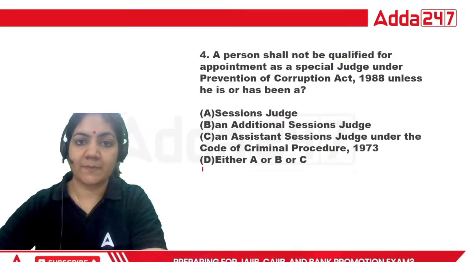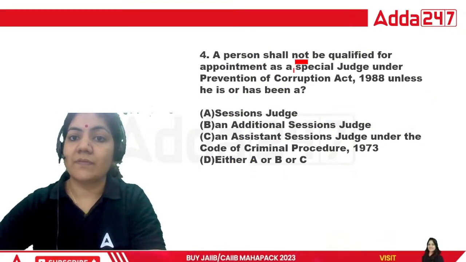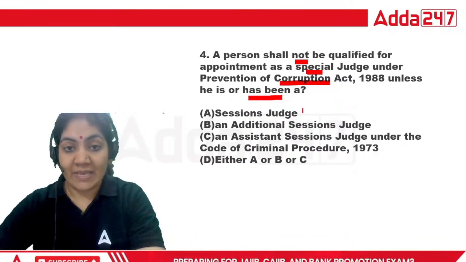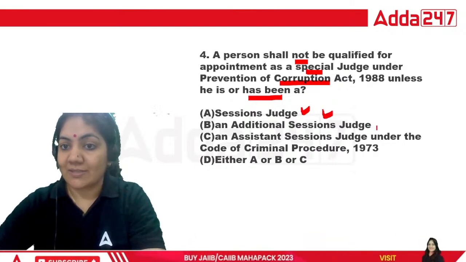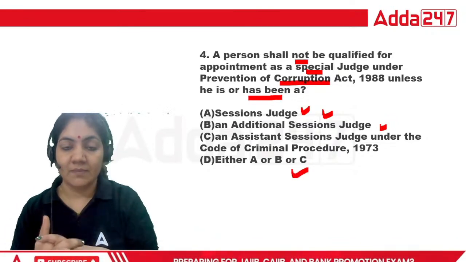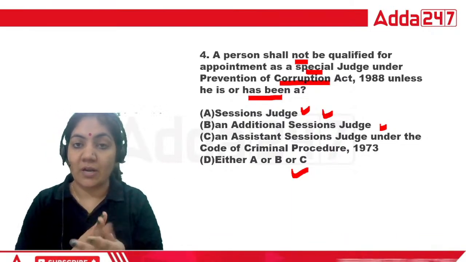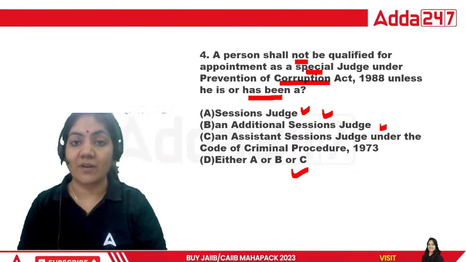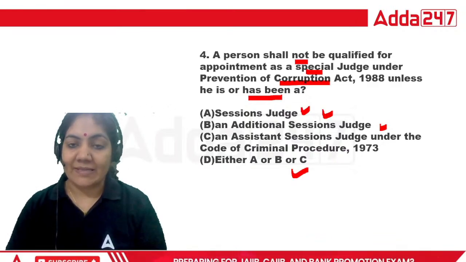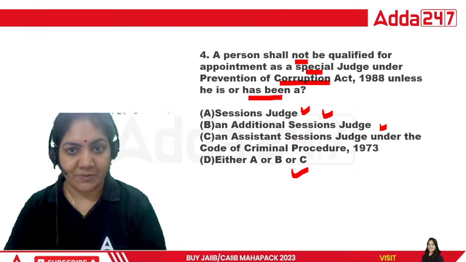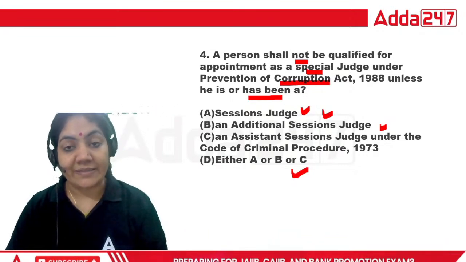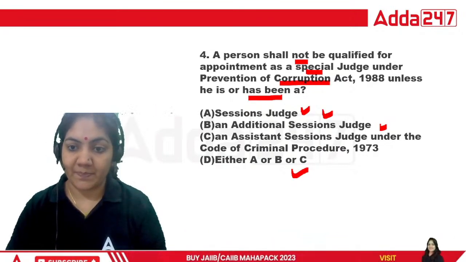Got it? Next. A person shall not be qualified for appointment as a special judge under the Prevention of Corruption Act unless he is or has been a session judge, additional session judge, assistant session judge, or either A, B, C. So which of the following is the right one? It means, can a session judge be appointed as a special judge? Can an additional session judge be appointed as a special judge? And can an assistant session judge be appointed as a special judge? The question is very simple.